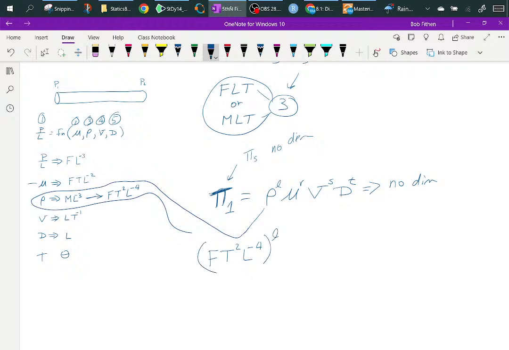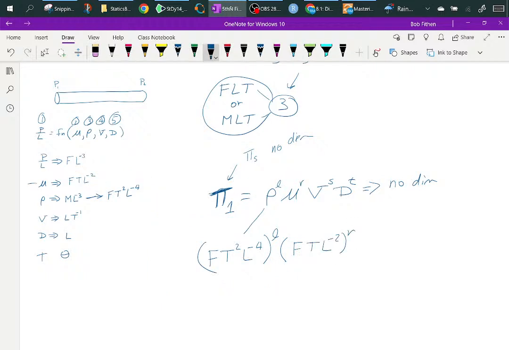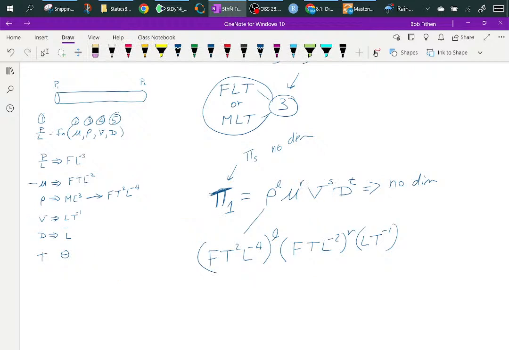I'm going to put an L up there. And then I'm going to take the viscosity one, which is this one, which is F T L to the minus 2. And I'm going to put an R up here. And then I'm going to take the velocity one, which is length T to the minus 1. And this whole exercise would be useless except the fact that it actually yielded something. And diameter is just a length.